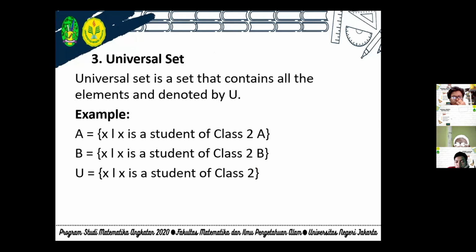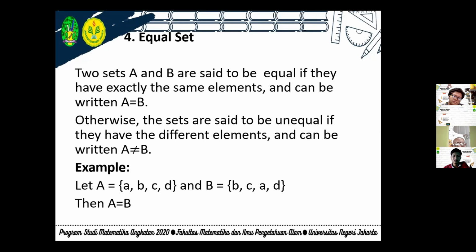And then the third is universal set. Universal set is a set that contains all the elements and is denoted by U. Example, A is the set of X such that X is a student of class 2A, and B is the set of all X such that X is a student of class 2B. So the universal set is X such that X is a student of class 2.